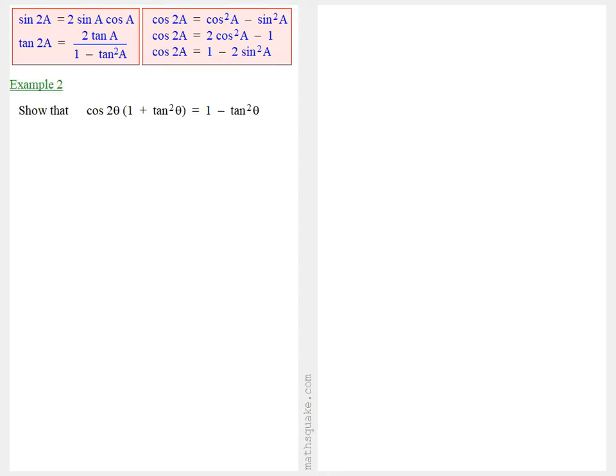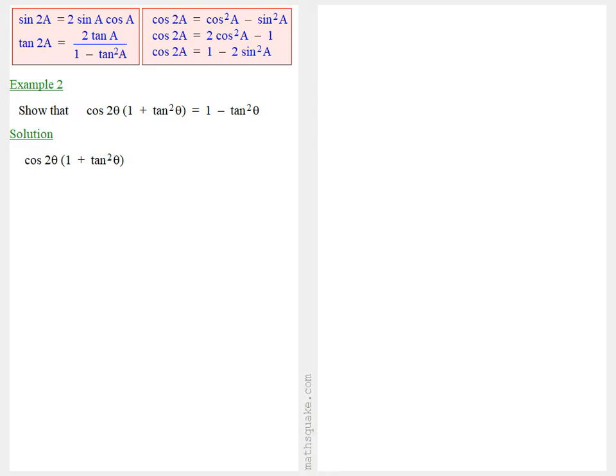In example 2, we're asked to show that the cosine of 2 theta times 1 plus tan squared theta is equal to 1 minus tan squared theta. Well, when trying to prove an identity like this, it's always best to start with the more complicated side and try to work towards the simpler side. So it's best to start with the left-hand side, which is the cosine of 2 theta into 1 plus tan squared theta.